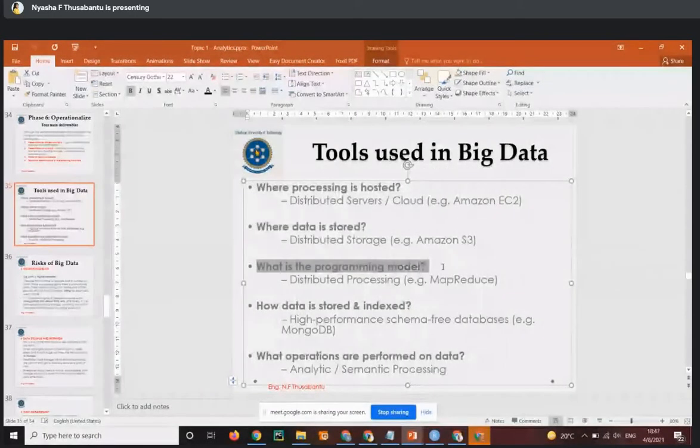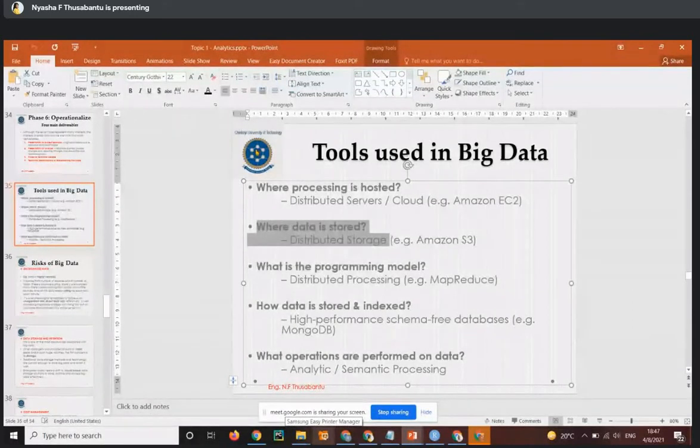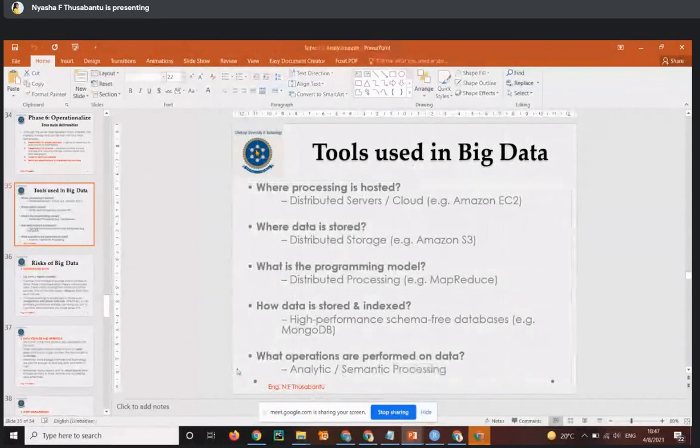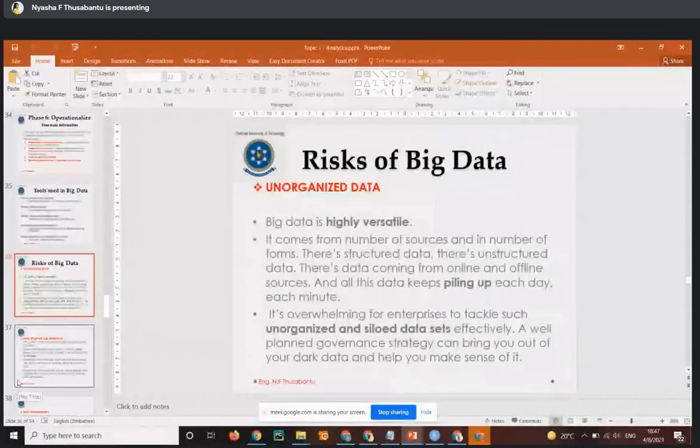What is the programming model? Where is the data stored? Where is it hosted? And MongoDB, Cassandra, you need to understand the types of databases, okay, this one is a column database, this is a document database, this is a graph. All the types of databases, and say, okay, if I see MongoDB, what is it? If I see Cassandra DB, what is it? Any type of database. What operations are performed on the data, of course, semantic processing or analytic processing, what you want to do. Then the risks of big data.